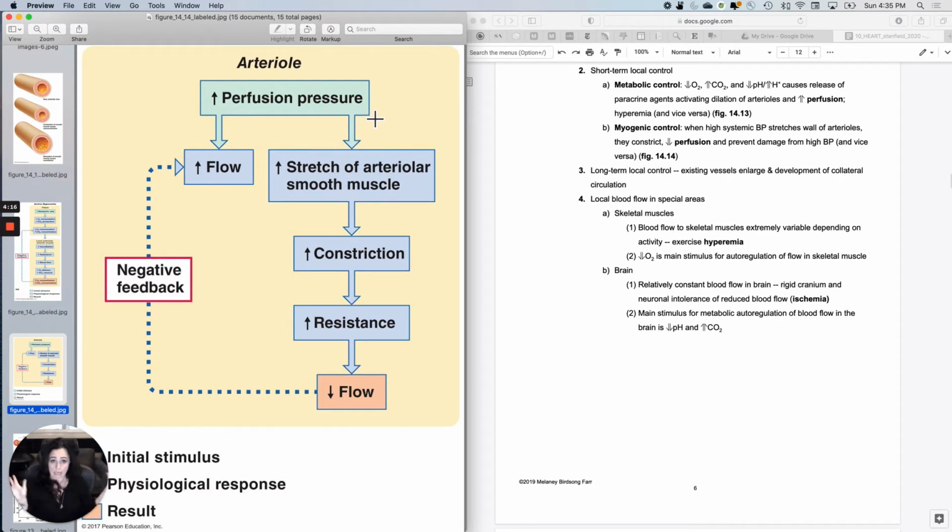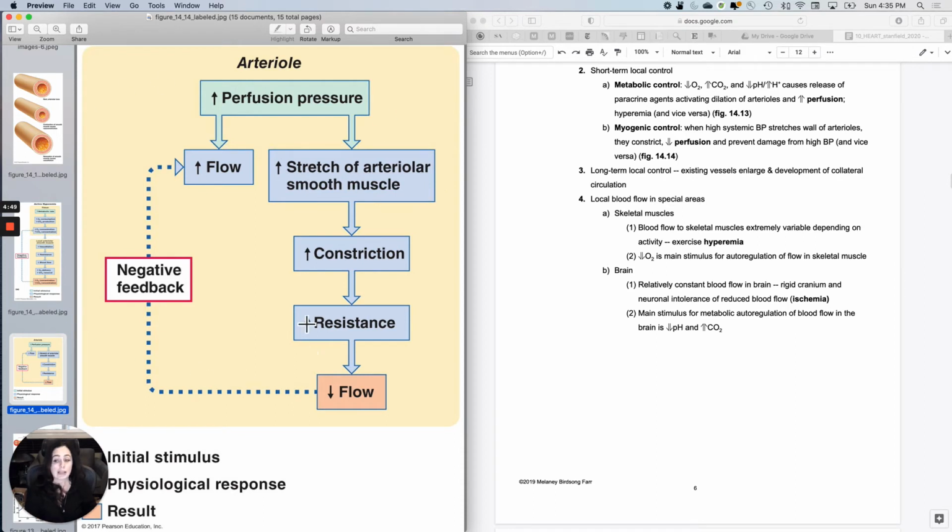I'm not worried at all about body-wide homeostasis right now. I'm just concerned about my people. And my people are these hepatocytes and these capillaries in the liver. So if the pressure goes up, it stretches the arterial smooth muscle, and the arterial smooth muscle goes, oh no, my homies are in danger. And then what it does is constrict to protect those downstream capillary beds. Increases the pressure, increases the resistance, decreases the flow, and protects.